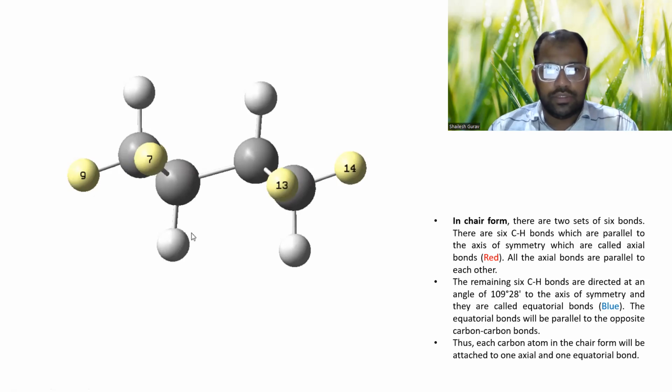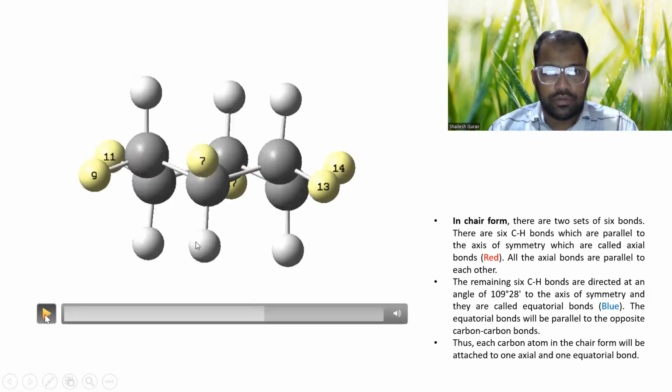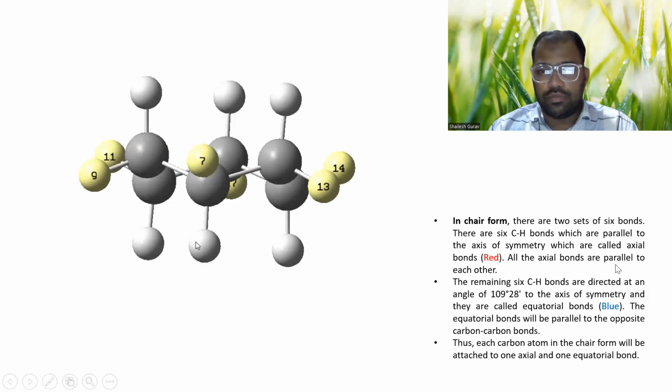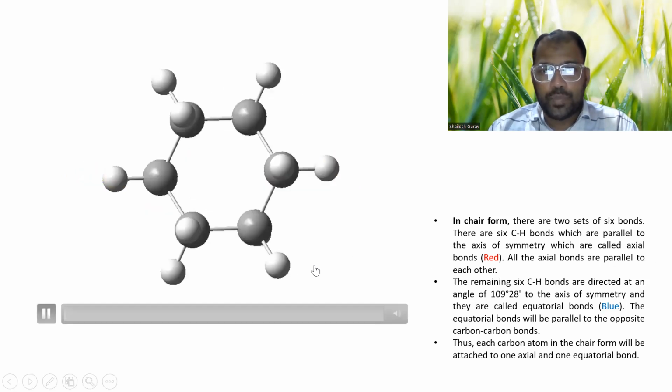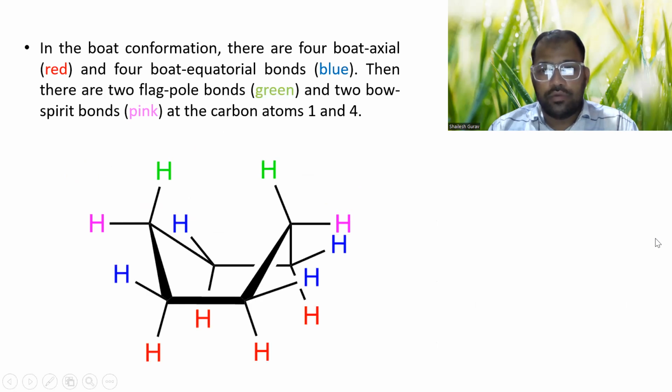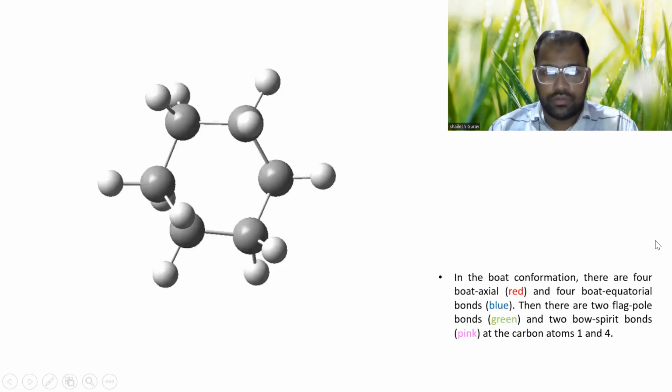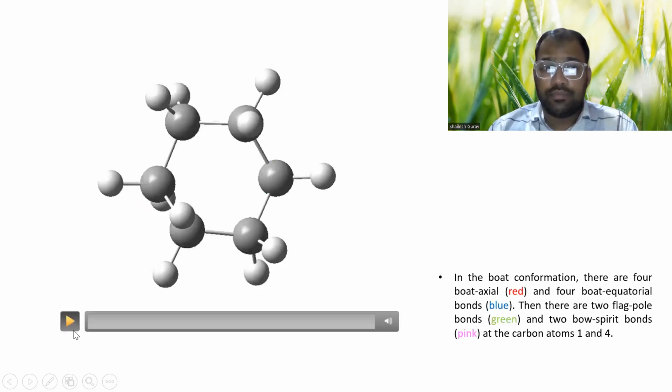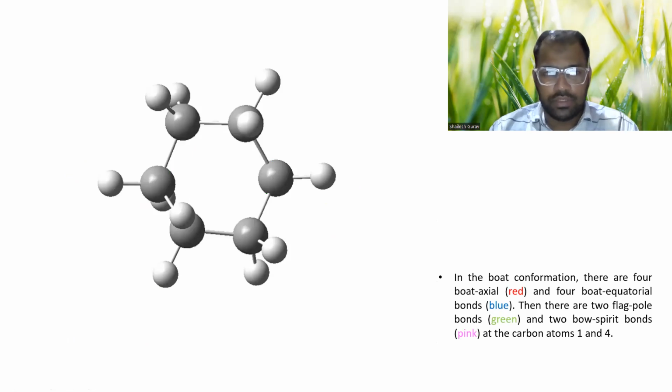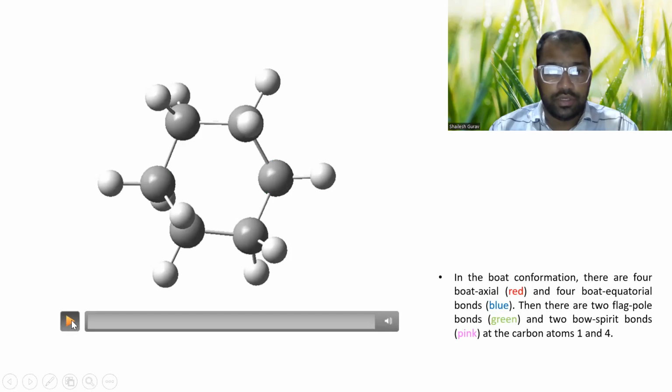Then if we consider the boat conformation, we know that in a boat conformation a different type of arrangement than the chair conformation is observed. So let's see the three-dimensional structure of the boat conformation. From the top side view, it will appear planar only. But now see, this is the three-dimensional structure. Now we will rotate this molecule.